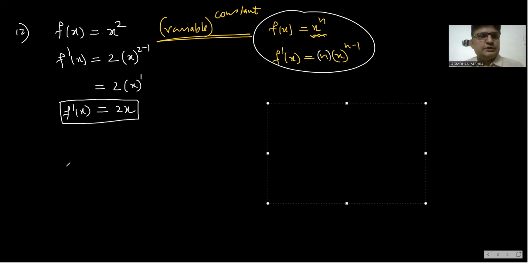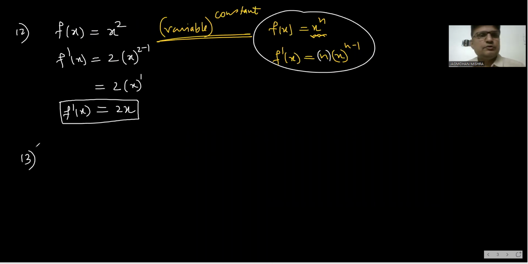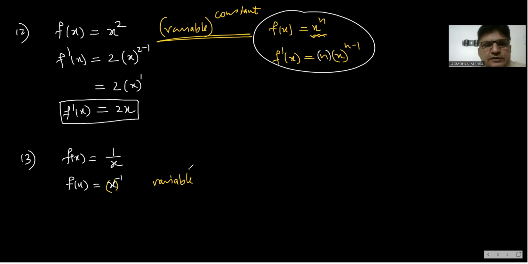Students, now I have the 13th one, and see what was 13? 13 is 1 upon x. So I have f of x is equal to 1 upon x. You know what I will do next? I will write 1 upon x as f of x is equal to x raised to minus 1. Once again, what kind of function is this? See students, x raised to minus 1 is a variable raised to constant function.